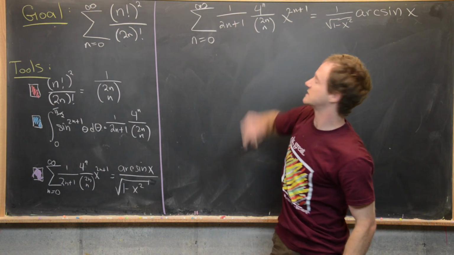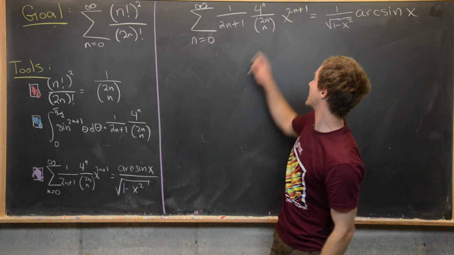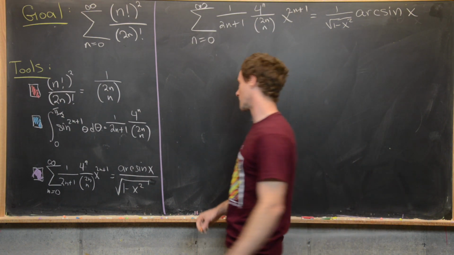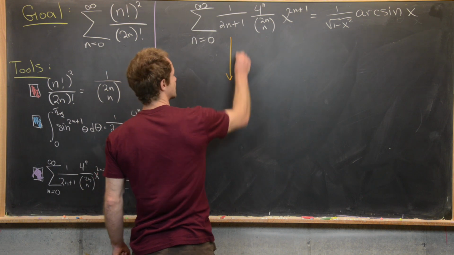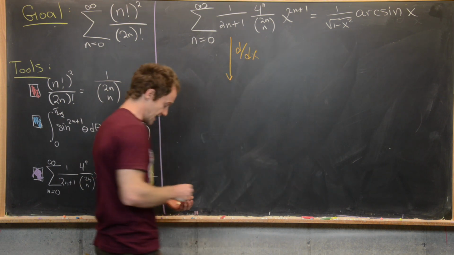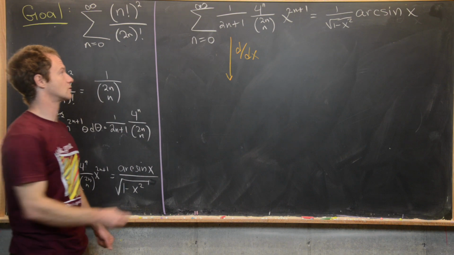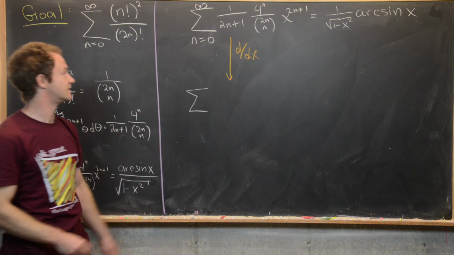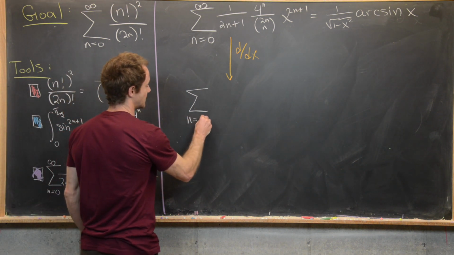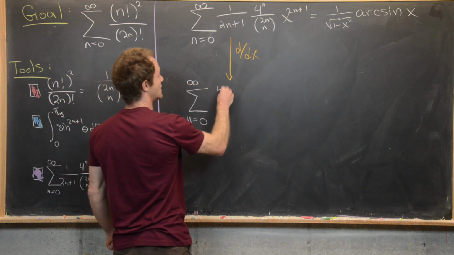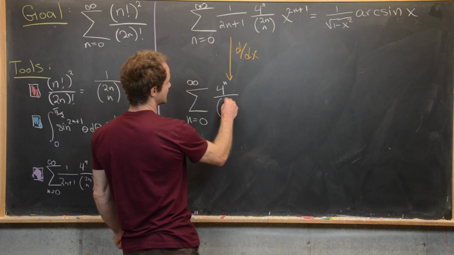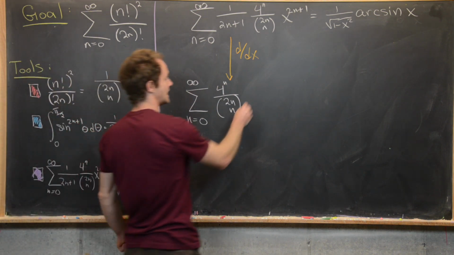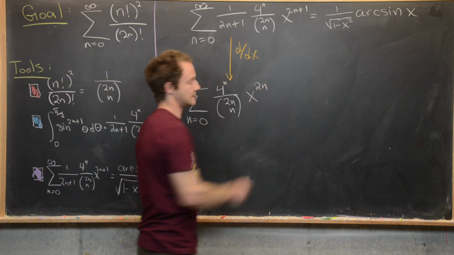So we can easily get this 1 over 2n plus 1 to disappear by taking the derivative. Notice that this exponent will come down and cancel this guy right here. So let's go ahead and do that. If we take the derivative of this just using the power rule on all of the terms, in other words, we're doing term by term differentiation of this infinite series, that's going to give us this sum n equals 0 to infinity of 4 to the n over our central binomial coefficient 2n choose n, and now we have x to the 2n.